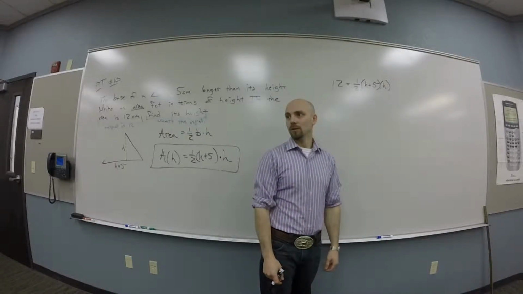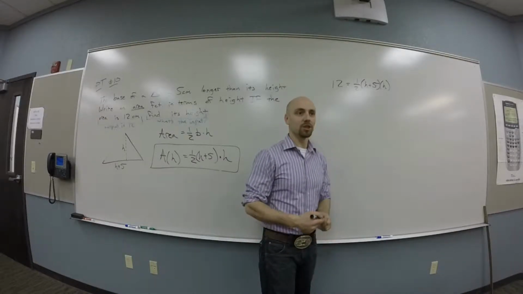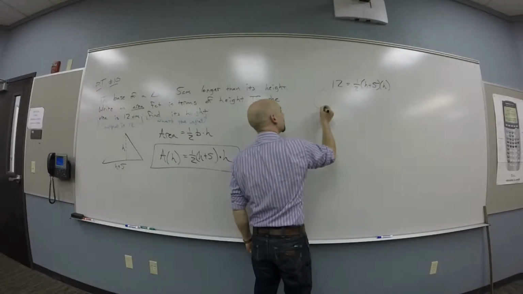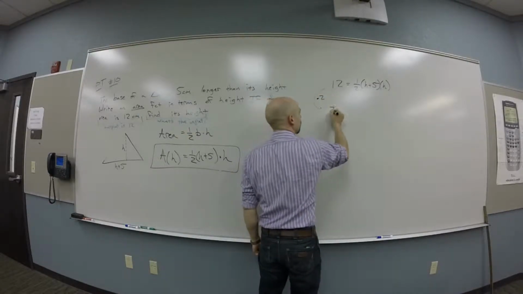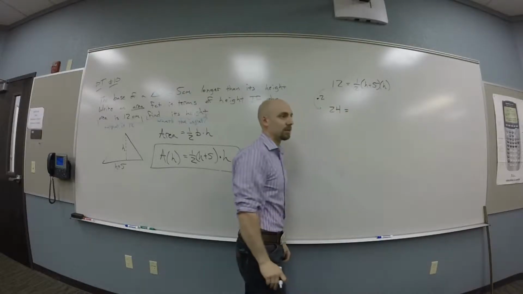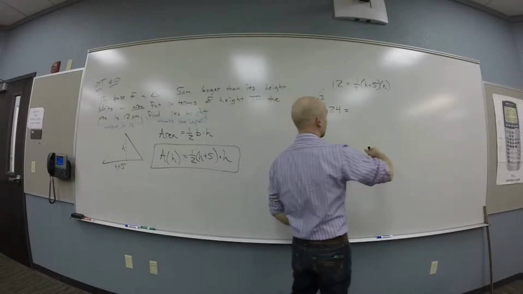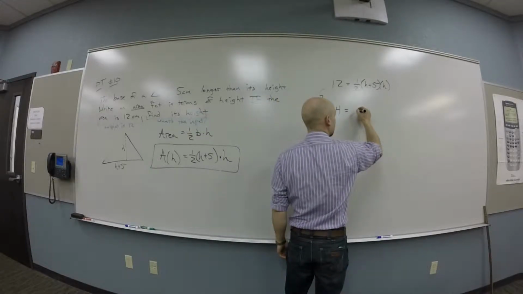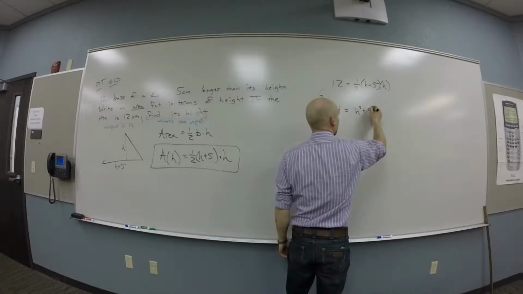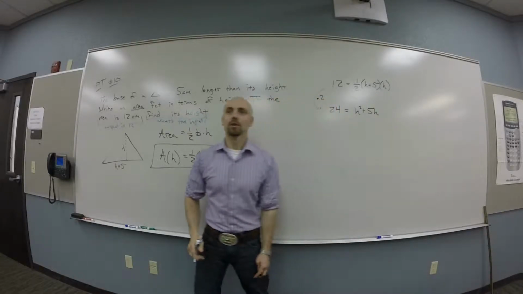Yeah, basically fractions scare me, so let's get that thing up there. So we multiply both sides by 2. I get 24 is, and let's distribute that stuff together. So I've got 8 squared plus 5h. 8 squared plus 5h. Cool.